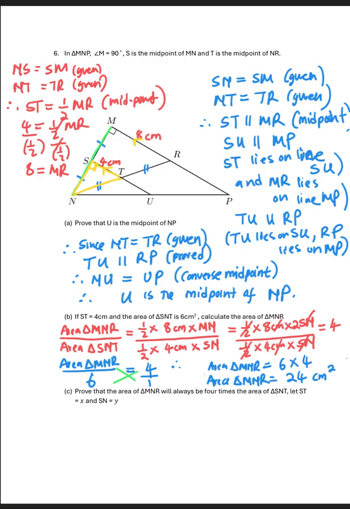Let ST equal X. So we're going to say ST is X, right? Let me use a different color in this case. So ST in this case is X. And then SN, we're going to take SN as Y. So prove that the area of triangle MNR will always be 4 times the area of SNT. How are we going to do that? The same way.